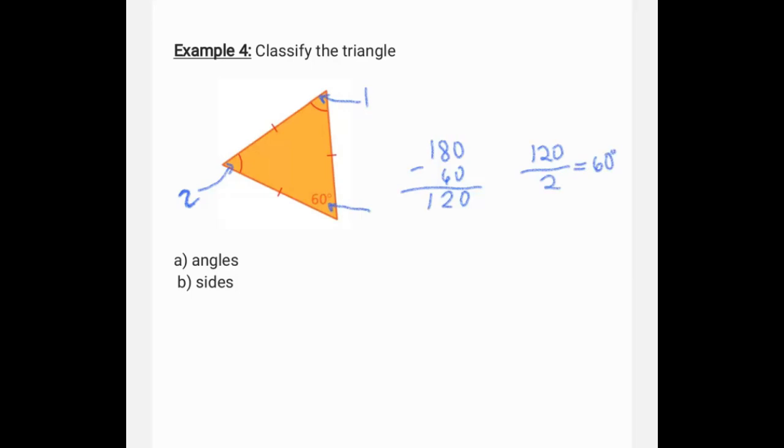If they are 60 degrees, this triangle is called an equiangular triangle. Now if you look on the outside legs of the triangle, since the outside legs have 3 congruent sides, this is called an equilateral triangle.